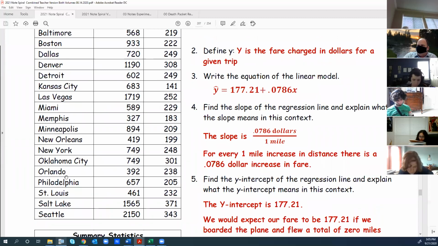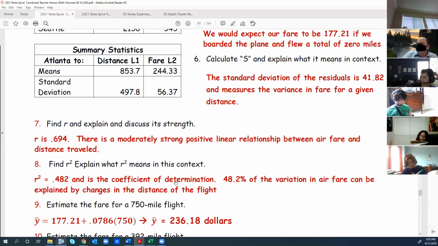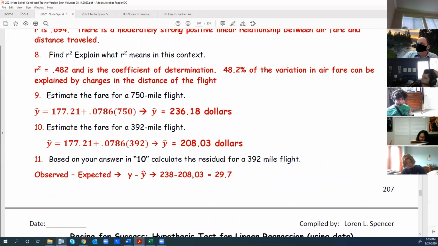And when I get to Orlando, I say, hey, Orlando was 392 miles and we paid $238. That's what we actually paid. That's not what we predicted that we'd pay. That's what we actually paid. So $238 minus the 208 tells me my residual is $29.70. And notice it's positive, and it's positive because my observed value is above the predicted line. If my observed value had been below the predicted line, it would have been negative.